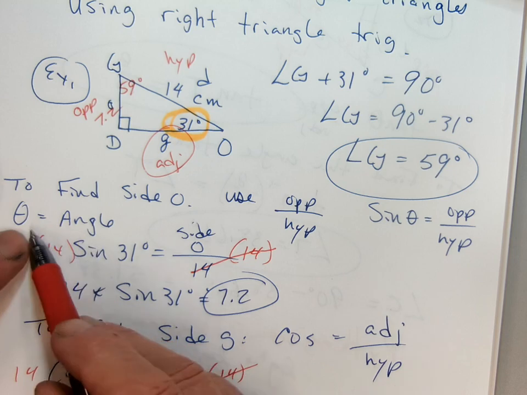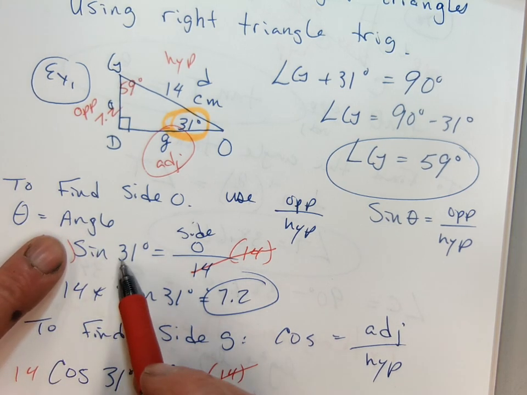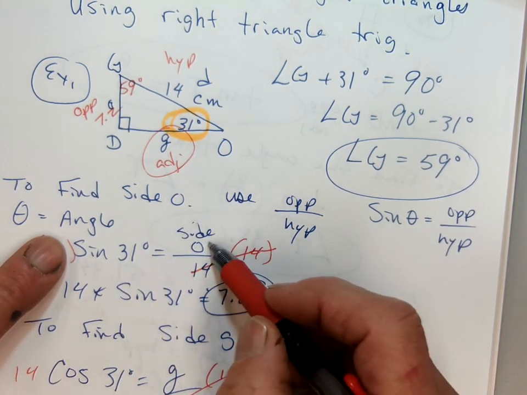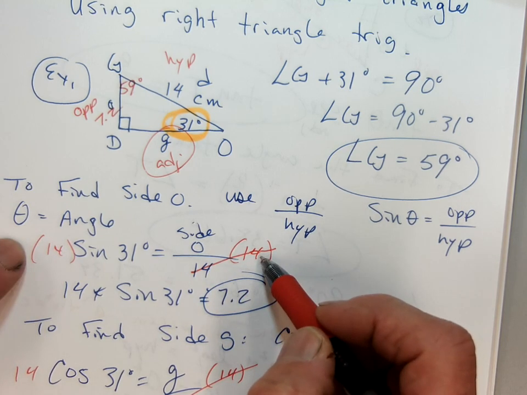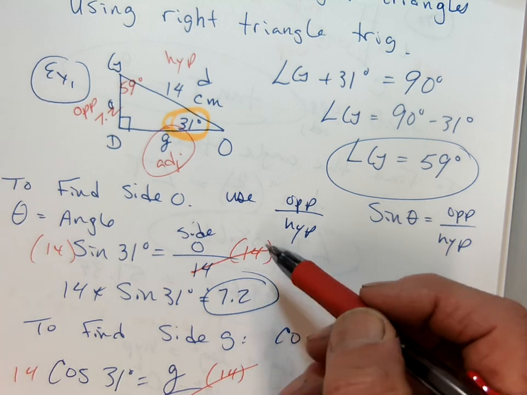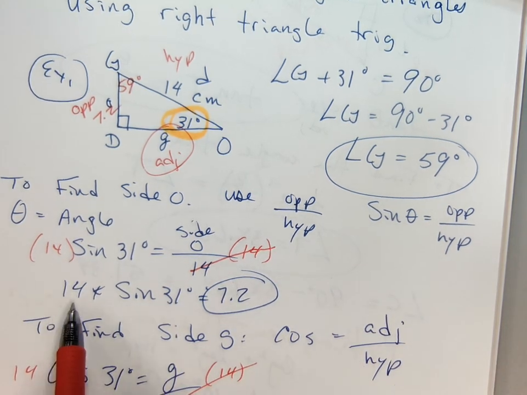So I said sine theta, where theta is the angle. Sine of 31, that's my angle, equals my opposite over my hypotenuse, over 14. So then to solve, I multiply both sides by 14. I use my calculator. Now be careful. I'm going to go 14 sine of 31.